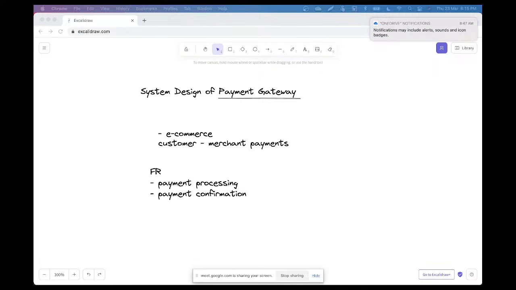Now let's look into more of the functional requirements and non-functional requirements, because to design a system we need to first understand the functional requirements and then also understand the non-functional requirements.